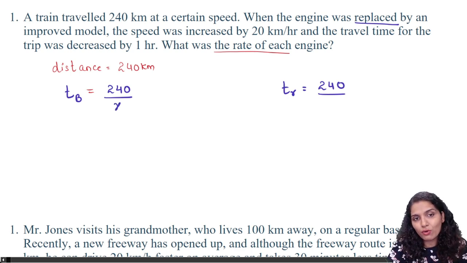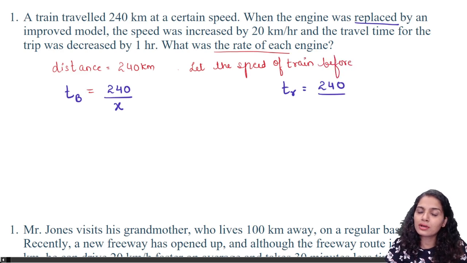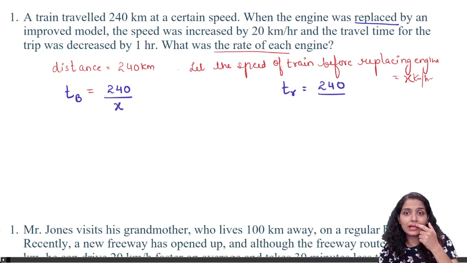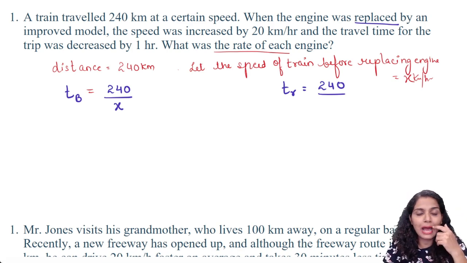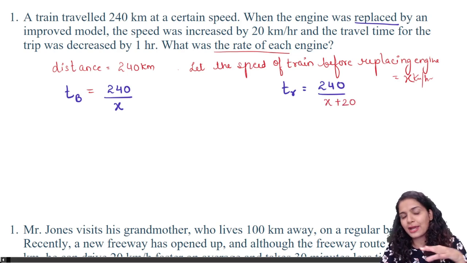So let the speed of the train before replacing the engine be x, x kilometers per hour. So we are taking x kilometers per hour. Now, after replacement, what happened? The speed is increased by 20 kilometers per hour.